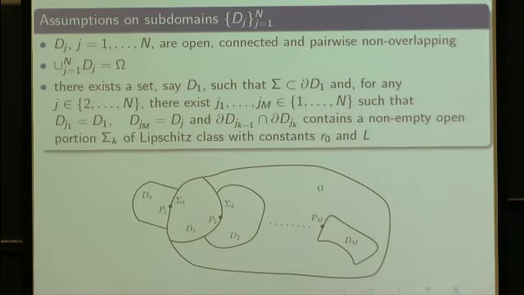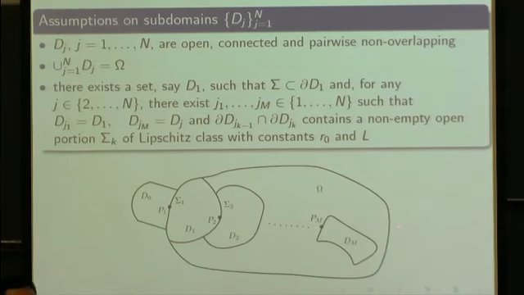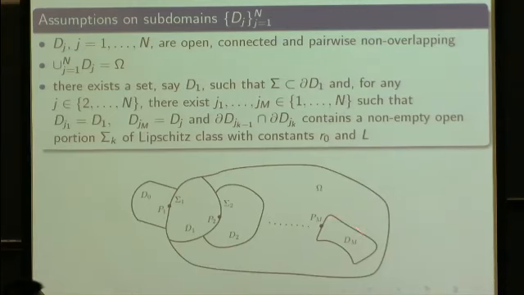And the first one is they are open, connected, and pairwise non-overlapping. And the union of those subdomains is the whole domain omega. And this paragraph says that for any subdomain D_m, you can always find a path from the first one, D_1, which has sigma as part of its boundary.